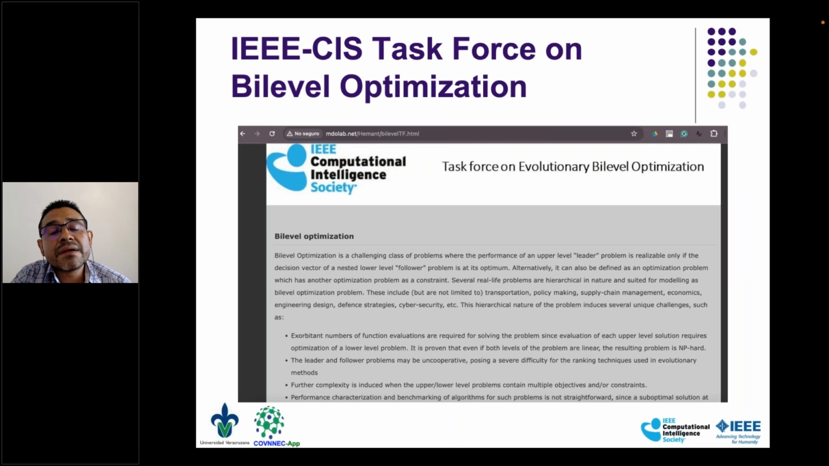IEEE CIS has a task force on bilevel optimization, which is led by Ankur Sinha and Hemant Singh. This is the web page. We are trying to be very active promoting bilevel optimization, in this case, multi-objective bilevel optimization. So you can find more information about the plans that we have to give tutorials, webinars, some courses, and other activities that we have in this task force.